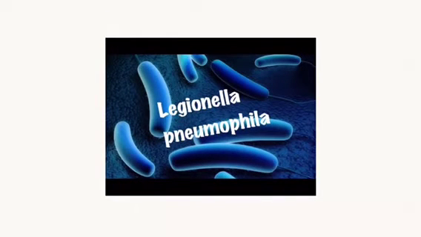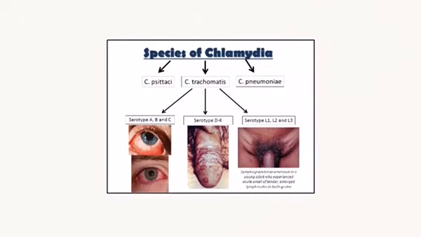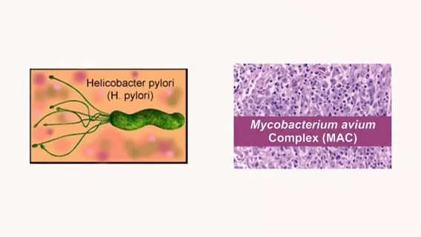Sensitive organisms for macrolide antibiotics are: number 1, Legionella pneumophila. Number 2, Mycoplasma pneumoniae. Number 3, Chlamydia pneumoniae. Number 4, Streptococci and some other gram-positive cocci and some gram-negative cocci.